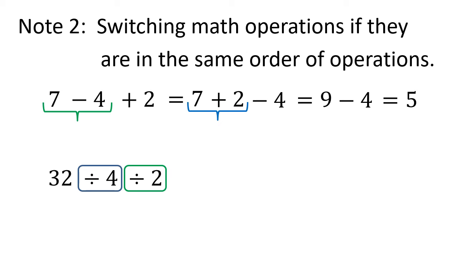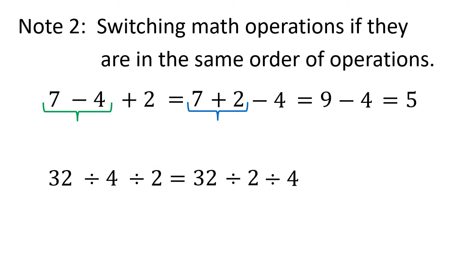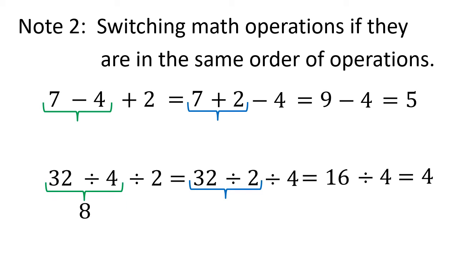Since both are division, we can switch them. 32 stays the same, and we can have divided by 2 and then divided by 4. 32 divided by 2 is 16, and divided by 4 stays the same. Now 16 divided by 4 is 4. Let's double check the answer with the original question. 32 divided by 4 is 8, and 8 divided by 2 is 4, so the answers are the same.